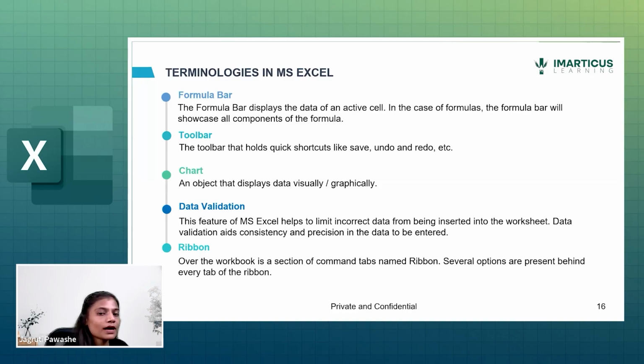Now there is a toolbar, as said, the quick access toolbar. The toolbar that holds quick shortcuts like save, undo, and redo is called the quick access toolbar. So certain tools will be quickly available to you. There are certain options which are dynamically available in certain versions of Excel. Initially, when Excel was introduced to the market, these options were not so primarily used, but nowadays they are very primarily used.